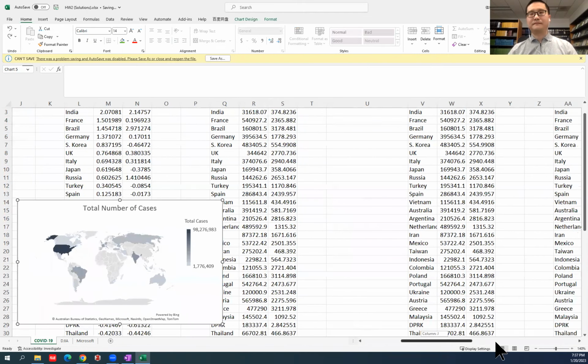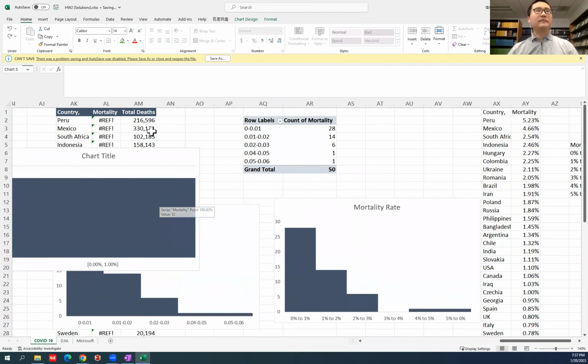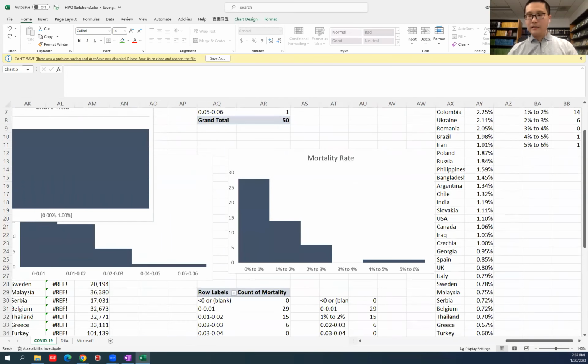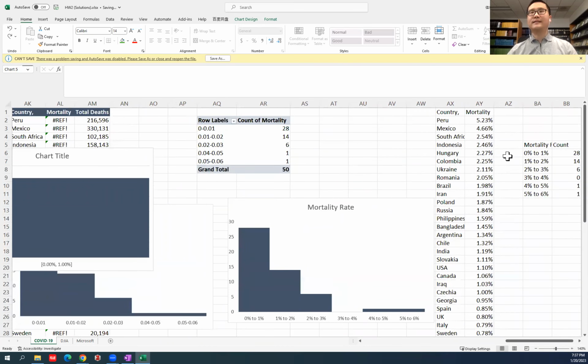Oh, okay. So in the pivot table, I believe the original question was regarding the mortality rate. Then we need to make a 1% bin of the mortality rates. So let's use this example here.